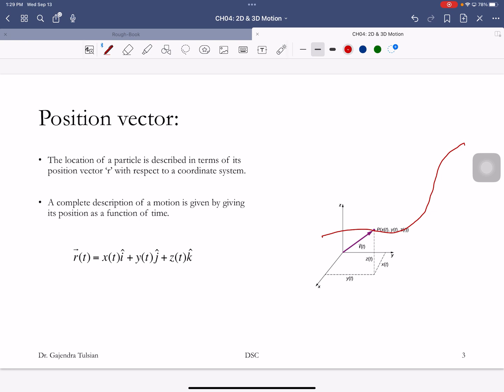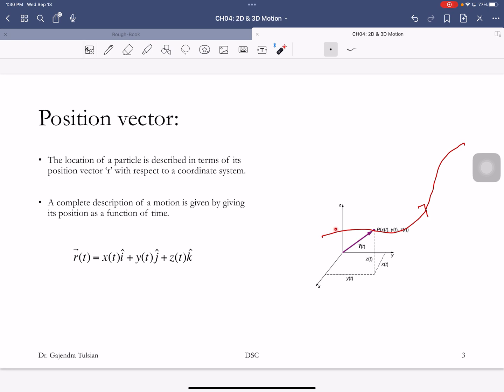This is an earlier time, and those are later times: T1, T2, T3. So this trajectory tells you where you were at all times. Now, what is the most useful way of describing this motion, which is a complete description of the motion? You give me your position as a function of time; that is a complete description.